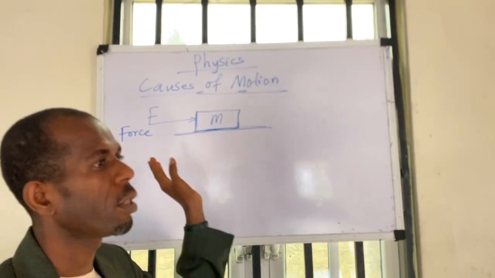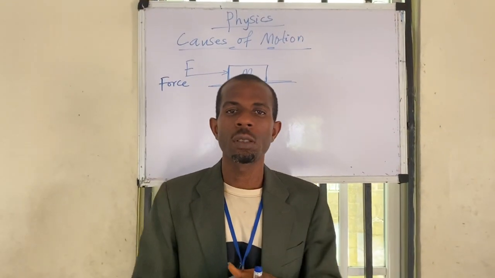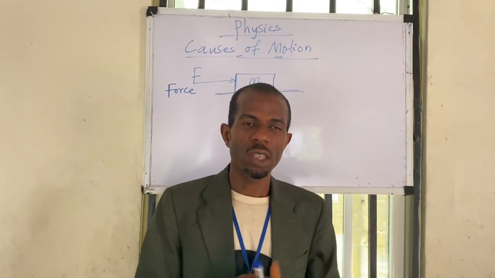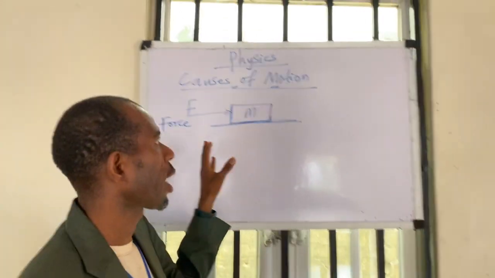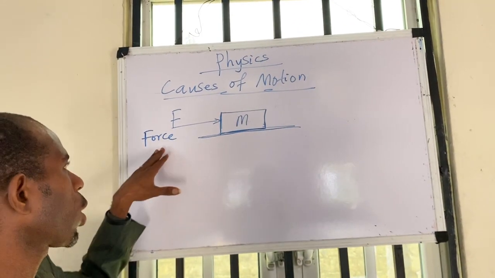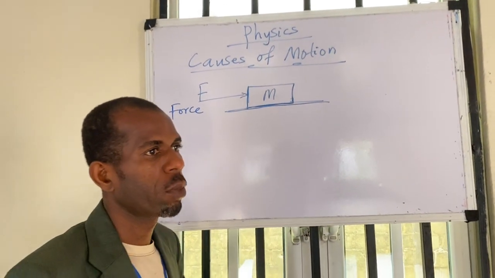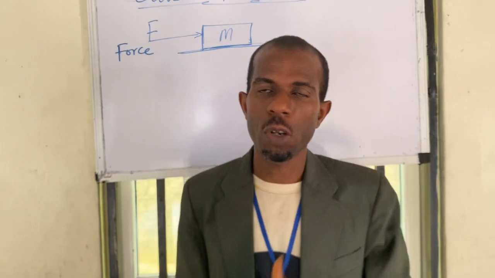Remember, in our previous video, we gave a detailed explanation of motion and its types. But today we shall look at what is actually causing the motion. So, what causes motion of an object is force. The motion of an object is caused by force.